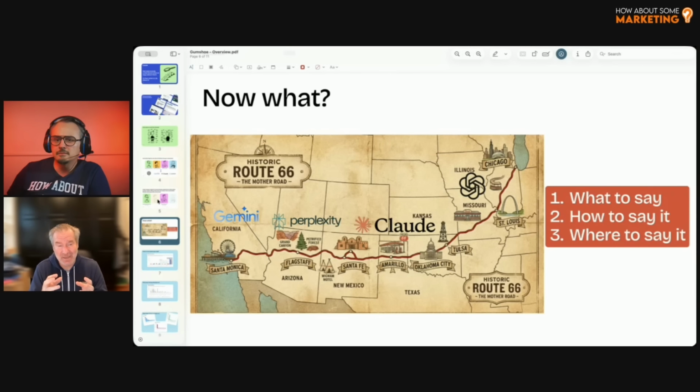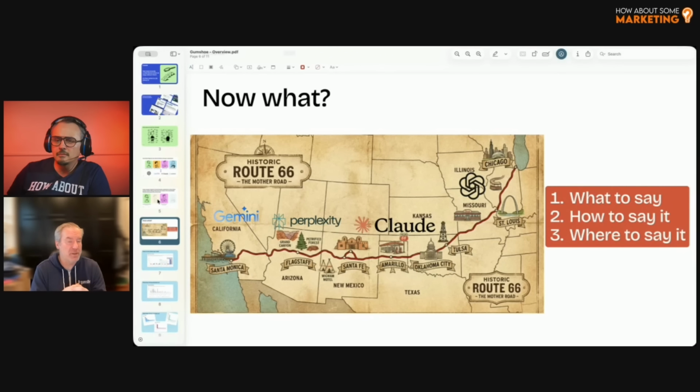And then the last thing is where to say it. Do I say it on my own site? Are there third-party forums, the Reddits, the YouTubes of the world that I want to say it at? So those are really the three questions that, as a platform, whether it's our platform or any other, you should be thinking about, which is, okay, great.